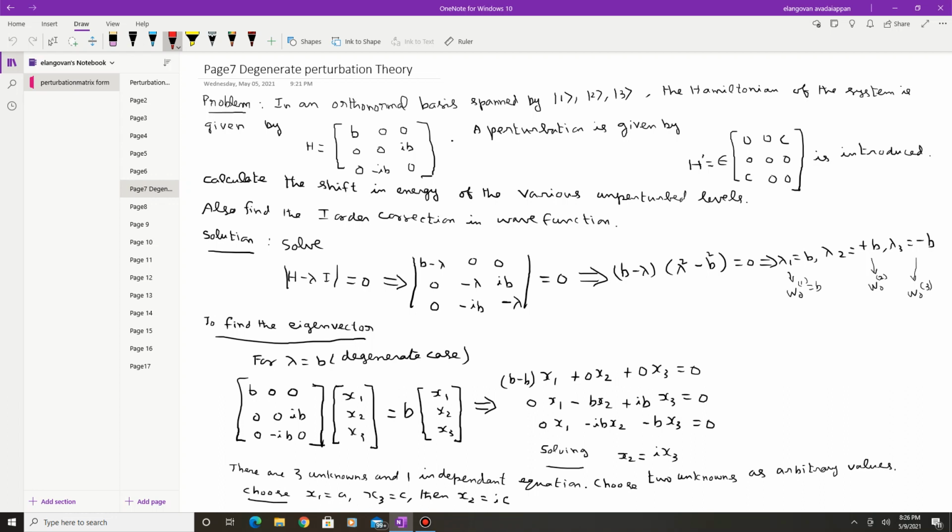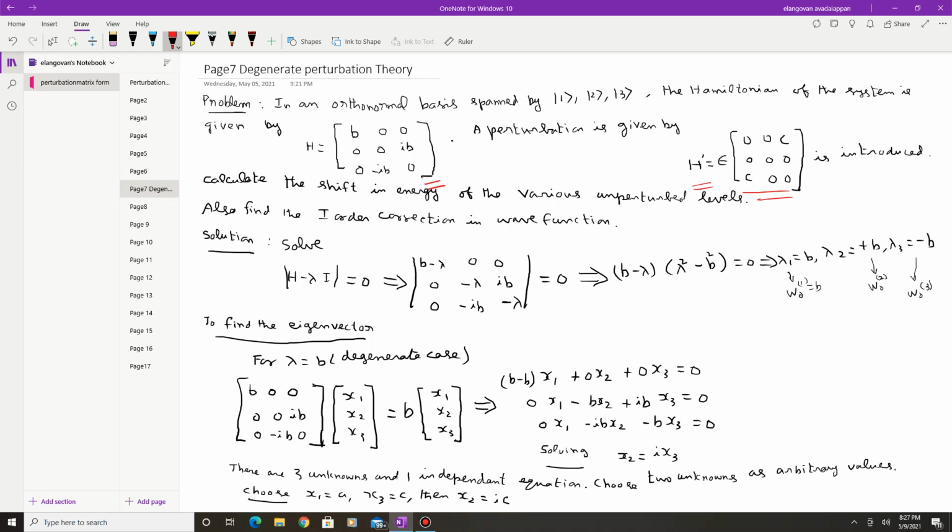Now, the Hamiltonian is given like this: B, 0, 0; 0, 0, iB; 0, -iB, 0. And the perturbation is given as H prime, which is epsilon times 0, 0, C; 0, 0, 0; C, 0, 0. So the H prime is introduced, and the orthonormal basis is spanned by kets 1, 2, 3. Now calculate the shift in energy of the various unperturbed levels. Also find the first order correction in the wave functions. So this is the problem.